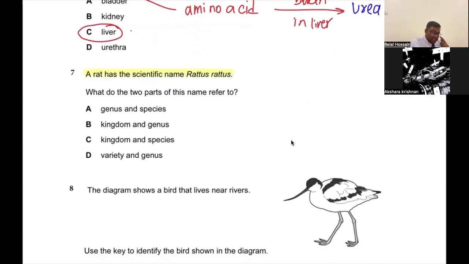The rat has the scientific name Rattus rattus. What do the two parts of this name refer to? What is the first? Genus and species. So A is the correct answer.